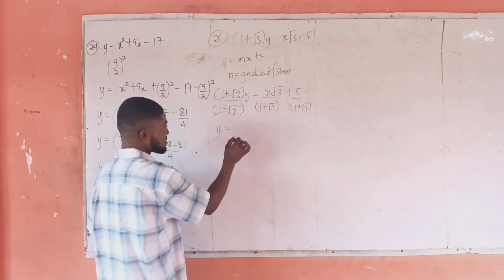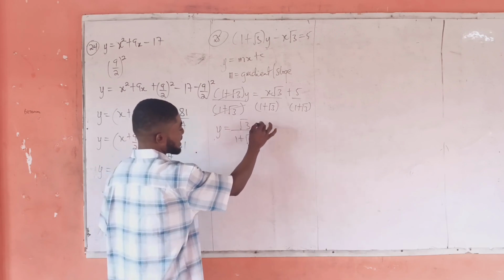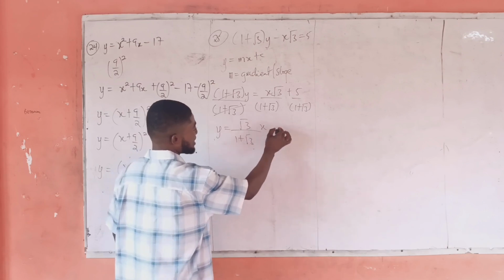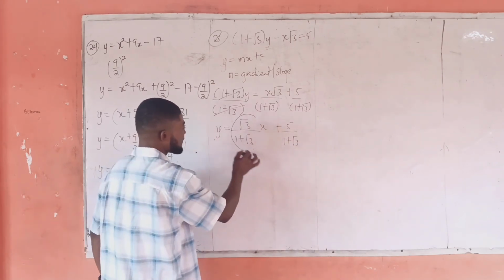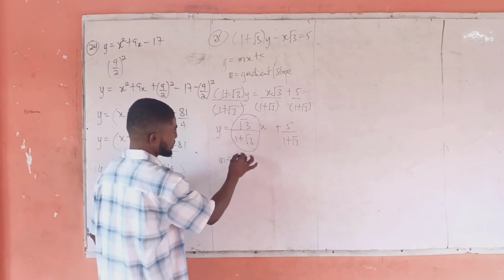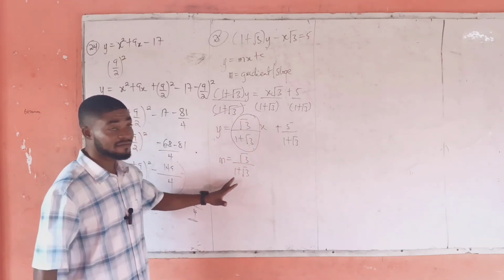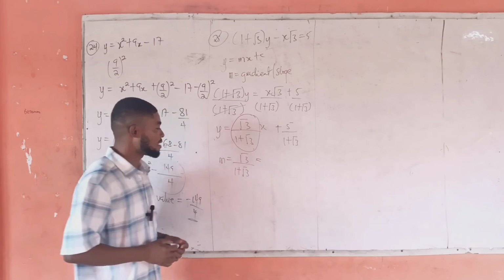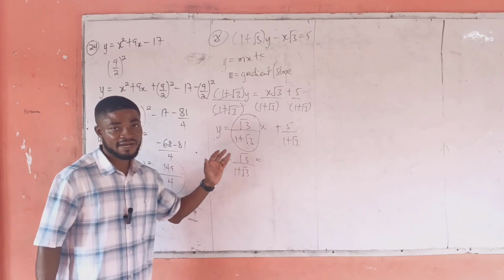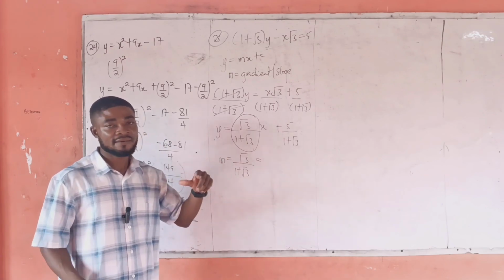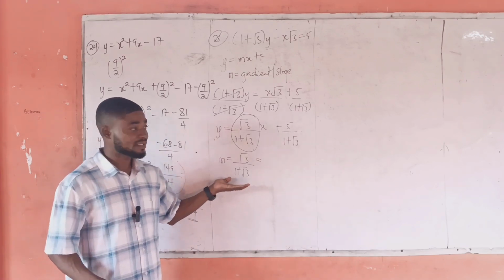And so I have y is equal to root 3 on 1 plus root 3 x, plus 5 on 1 plus root 3. From comparison, we can see that this is the value for m. And if this is the value for m, in mathematics it's a taboo to leave your fraction with a surd as the denominator. And so because of that, we have to rationalize this particular fraction.